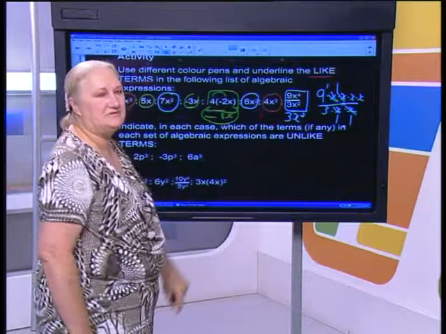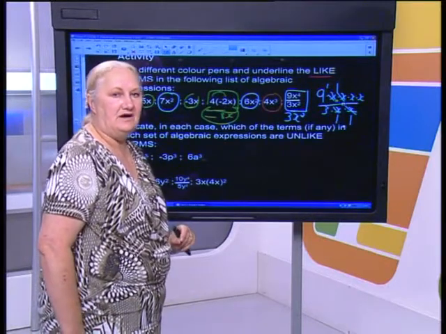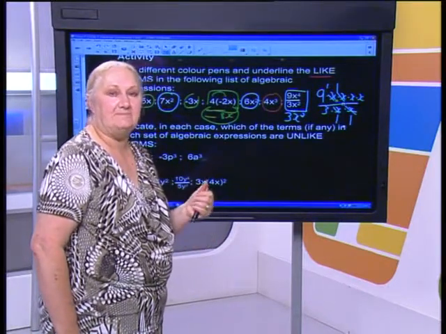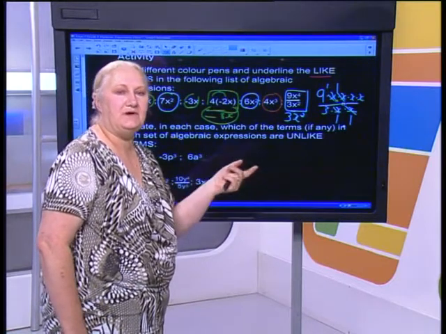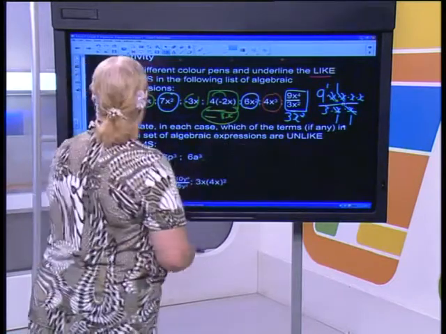So that then shows us which of these terms are like terms. They share the same base and they share the same exponent, and we can add or subtract them if we want to.